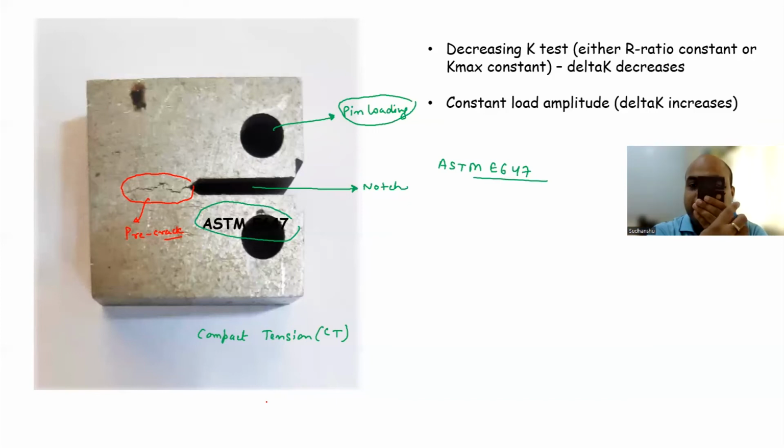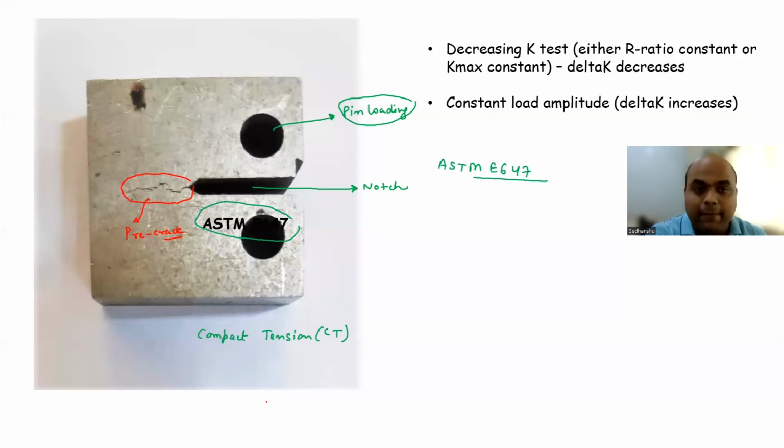What you see here is your notch. This is one specimen. Another compact tension specimen, you have these pins here and then you have this notch. These are two large specimens. I have a smaller one, the small compact tension specimen. Again you can see the pin loading configuration, and this is your notch.